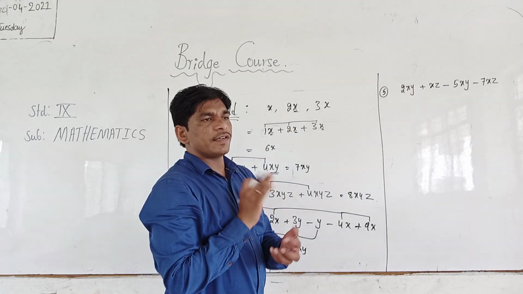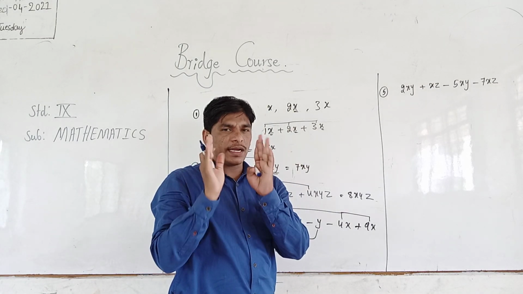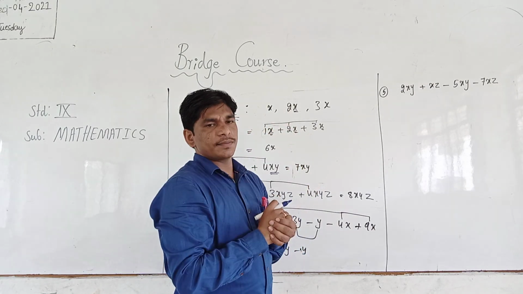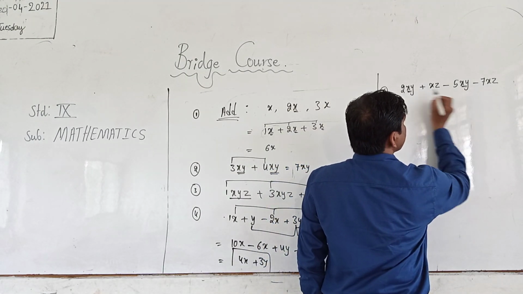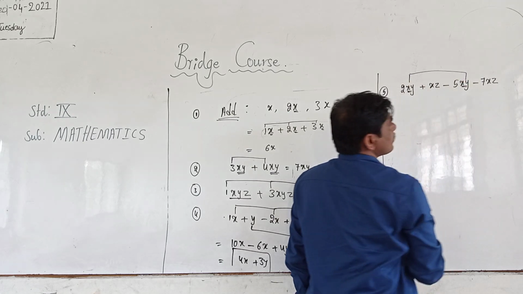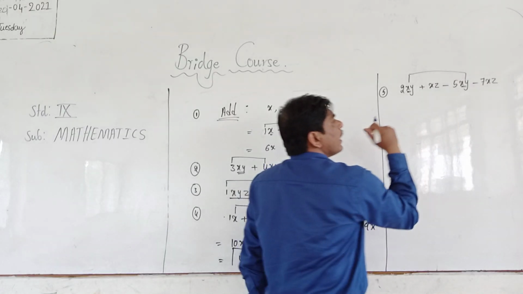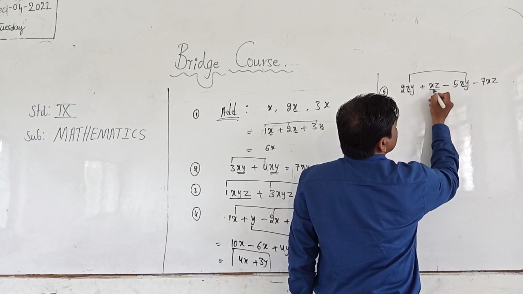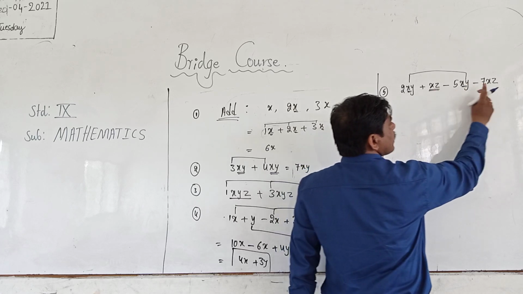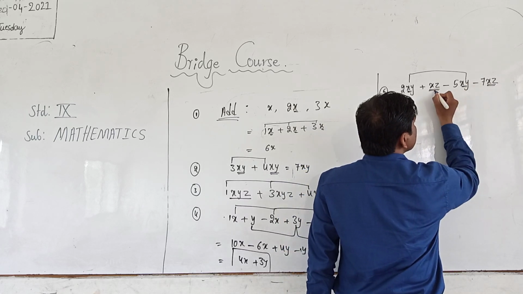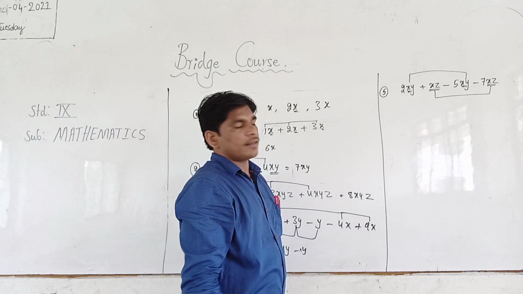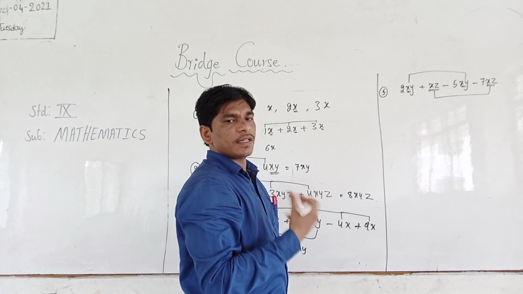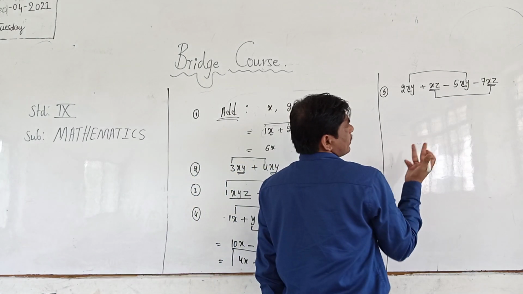Now, first step, you have to identify like terms. Here is xy and here is also xy. It means these two are the like terms. This is the one pair. And another variable here is xz, and here is also xz. It means this is the second pair of like variables, or like terms.